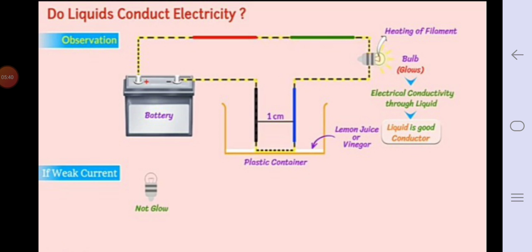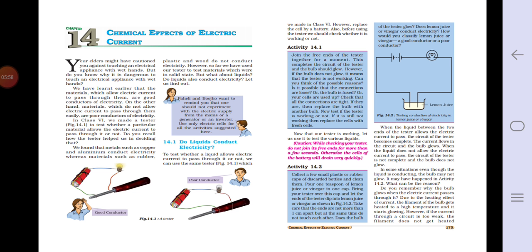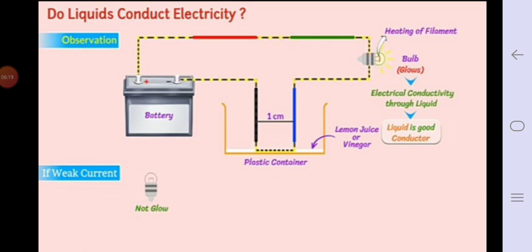But if a weak current is there, the bulb does not glow. Okay, now this is the circuit shown here. Now when the bulb glows, it proves that the liquid is a good conductor of electricity. Now see in the textbook, when the liquid between two ends of the tester allows the electric current to pass, the circuit of the tester becomes complete. The current flows in the circuit and the bulb glows. When the liquid does not allow the electric current to pass, the circuit of the tester is not complete and the bulb does not glow. Now here in this picture the bulb glows.